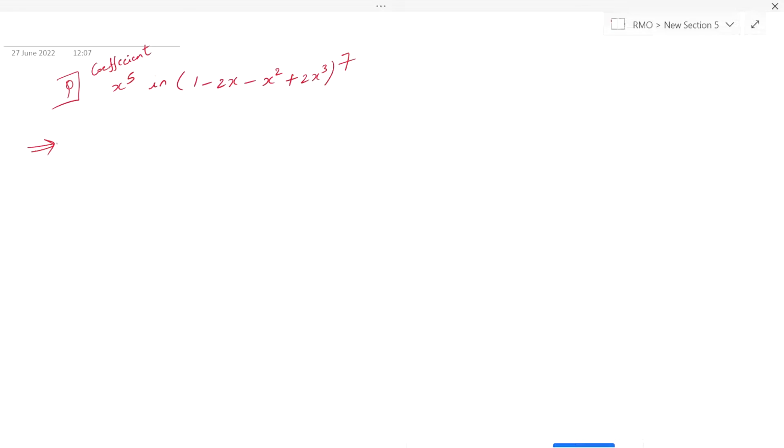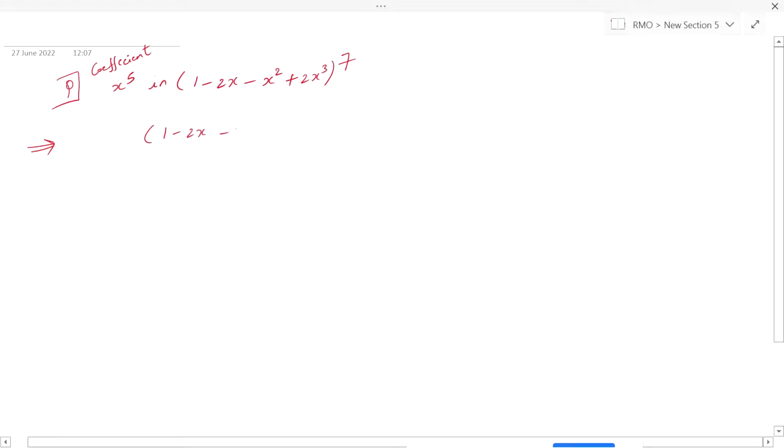So there is a concept behind this. First step is to simplify this. It can't be factorized, can it? Using the trinomial method, in fact you can factorize this now. See, 1 minus x square, and in this case take out minus 2x common. So that will be 1 minus x square raised to 7.